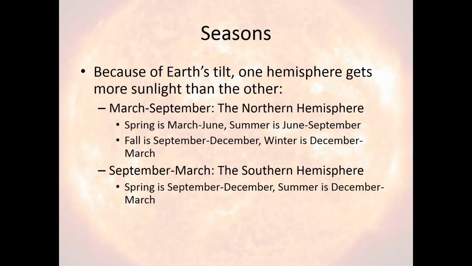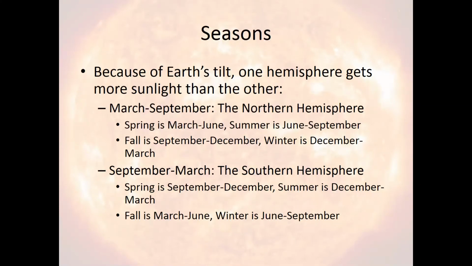That's our fall and winter. But for the southern hemisphere, that's their spring and summer. And then their fall and winter is March through June and June through September, respectively. So again, the seasons essentially flip when you go from the northern hemisphere to the southern hemisphere.